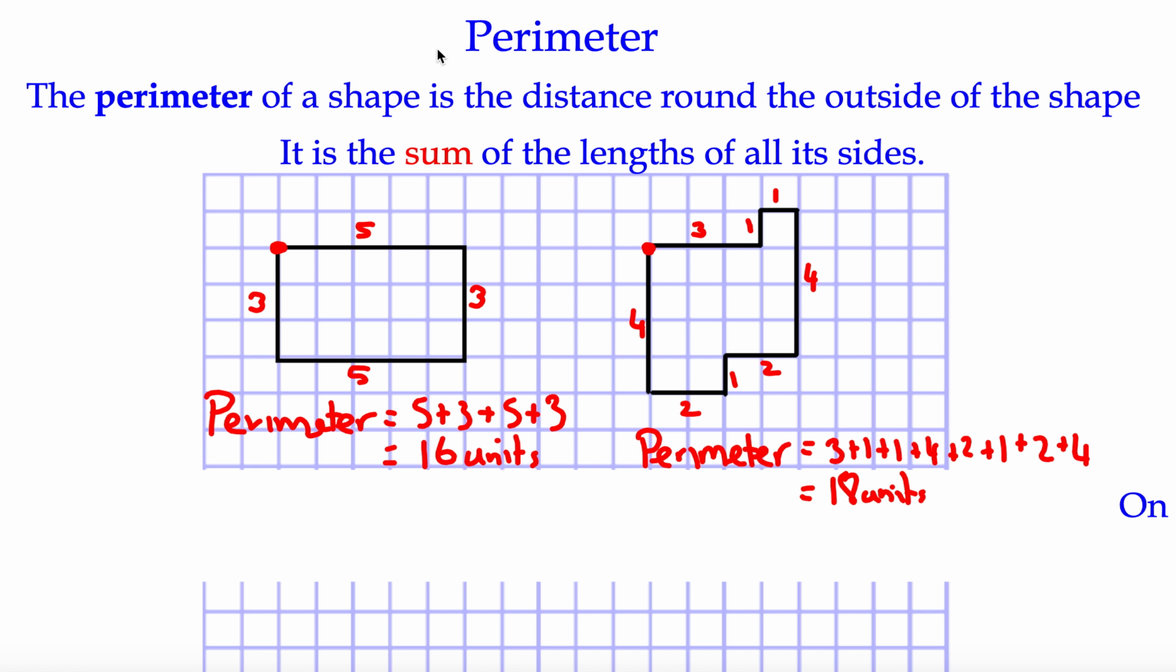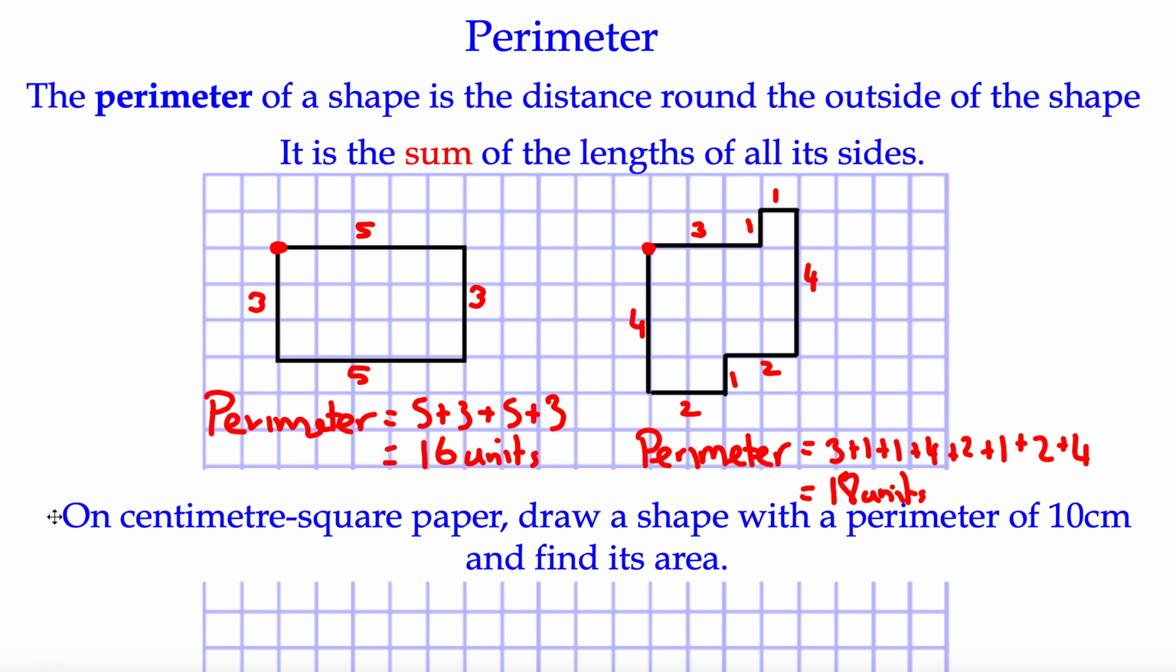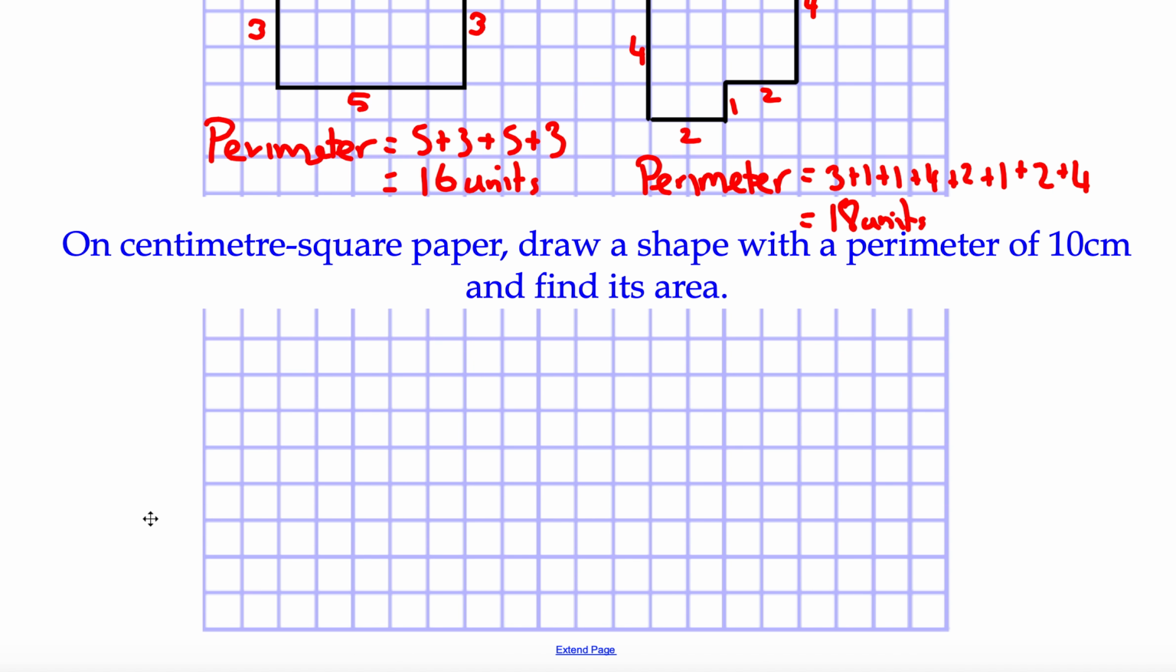Okay, so the next challenge, or the next question, looks like this. So here we have, I'm going to drag this in. It says here, on centimetre square paper, draw a shape with a perimeter of 10 centimetres and find its area. Okay, so you might have centimetre squared paper, but if you've got squared paper of any sort, then that's great. We'll just assume that the boxes are 1.